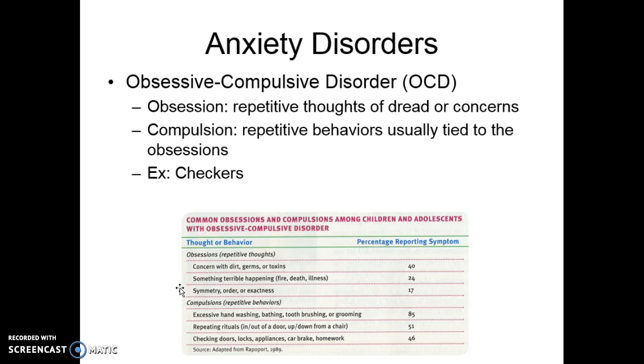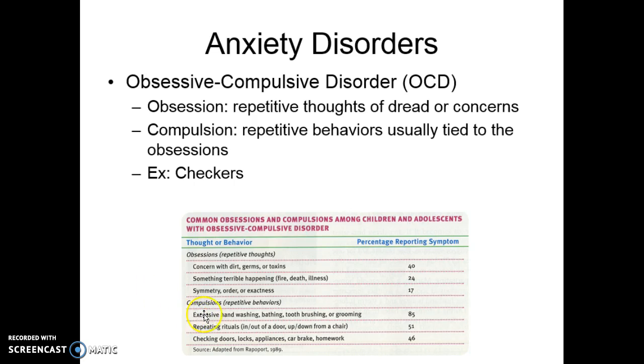Compulsions: excessive hand washing, bathing, toothbrushing, grooming, repeated rituals. You have to go in and out of a door a certain number of times until it feels just right. Checking doors, locks, appliances, car brakes, homework. So this is, again, not just checking your door to make sure it's locked, but checking it because if you don't check it, it's tied to the obsession that something terrible might happen. Somebody's going to break into your house.